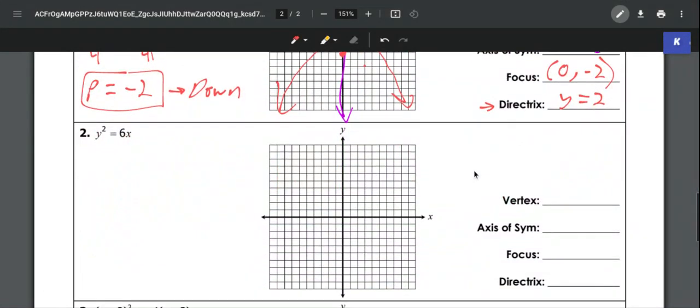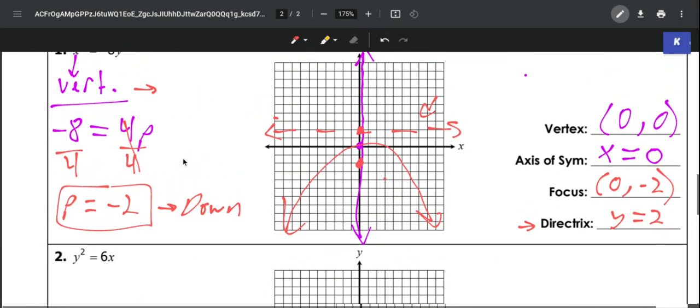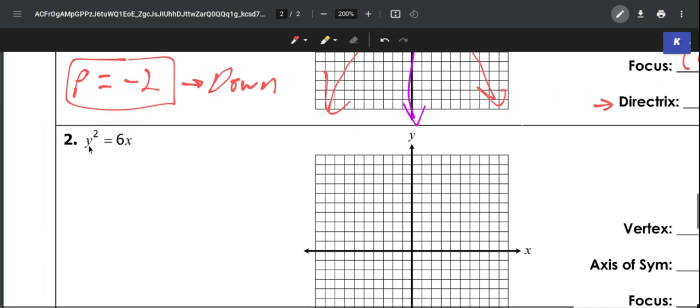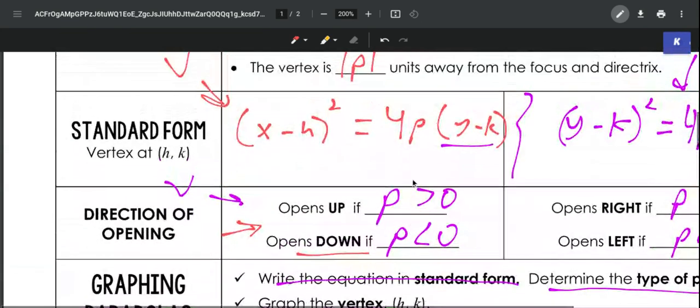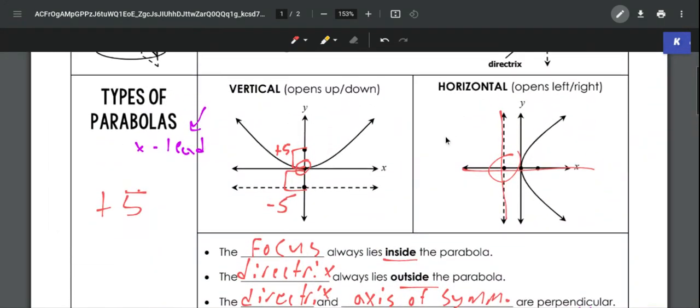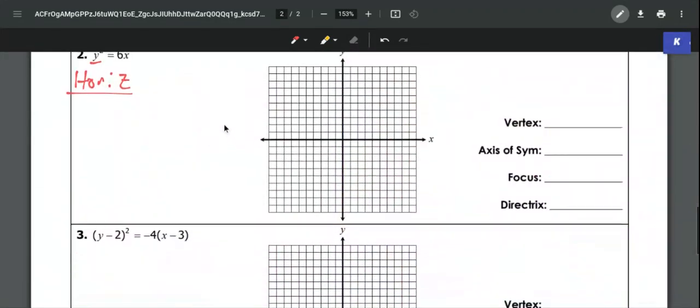All right, so we'll look at another problem. Now we have y squared is equal to 6x. So we are going to establish, first of all, what type of parabola we have. And since y is first, if we're reading this left to right, that means we have a horizontal parabola. Because if you remember, we established up here that y leads with a horizontal parabola. So that tells us we should have a parabola that opens to the left or the right. But we'll figure all that out.